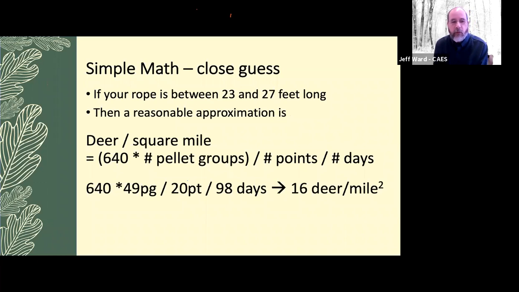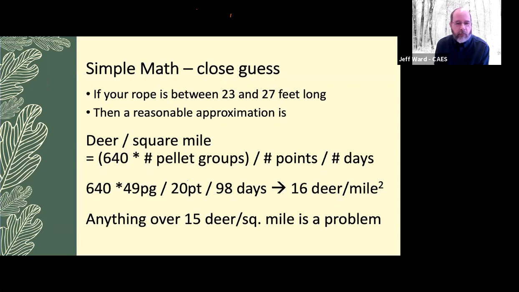640 times the number of pellet groups you've counted in all your sample points, divided by the number of points, divided by the number of days. That'll give you the number of deer per square mile. I've done this a number of times, and it's actually fun to go out and do pellet group counts. With a little bit of practice, you can also tell the difference between deer pellets and rabbit pellets, and estimate how many rabbits are out there too. And just remember that anything over 15 deer per square mile is a problem.